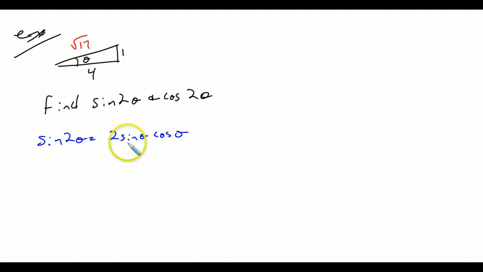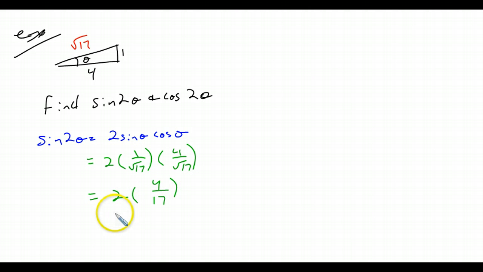So just looking at your triangle, sine theta, opposite over hypotenuse, is 1 over root 17. So I have 2 times 1 over root 17. Cosine is adjacent over hypotenuse, so 4 over root 17. Okay, so now if I multiply these two things together, I'll have 2 times 4 over 17. 2 times 4, well, that's 8, so this is going to be 8 over 17. Cool, that's sine of 2 theta.